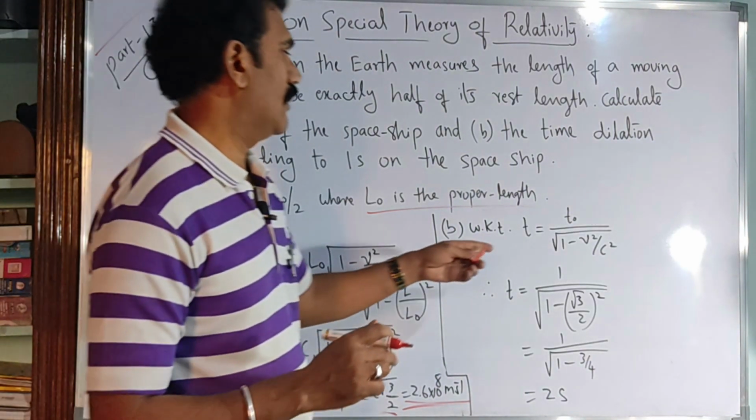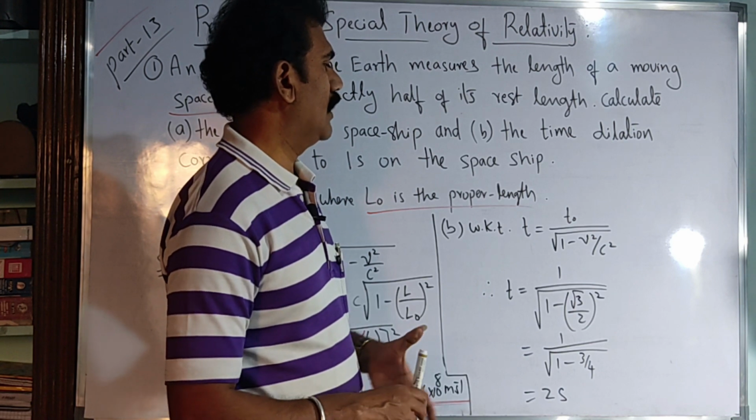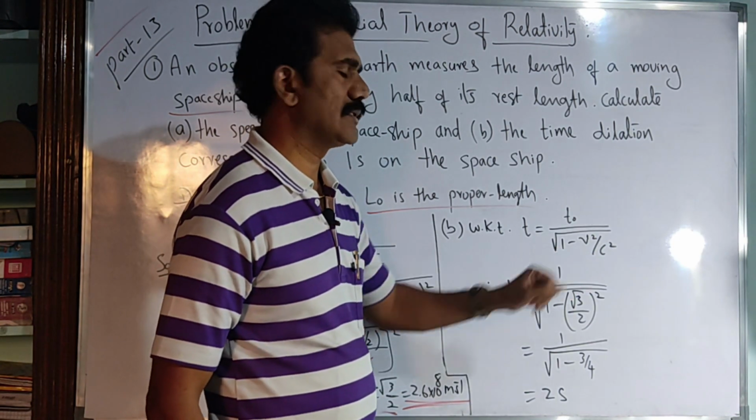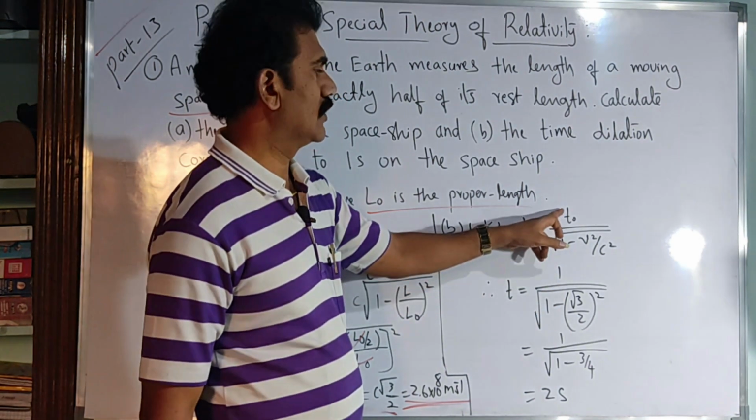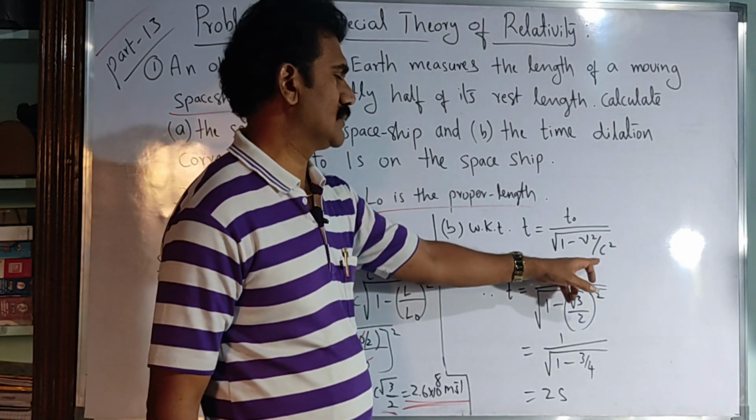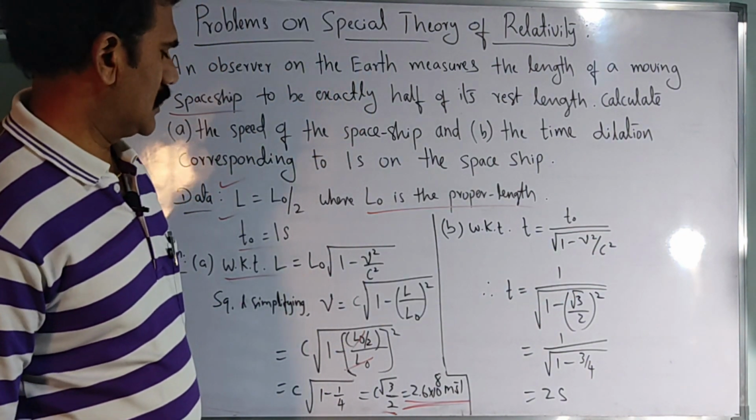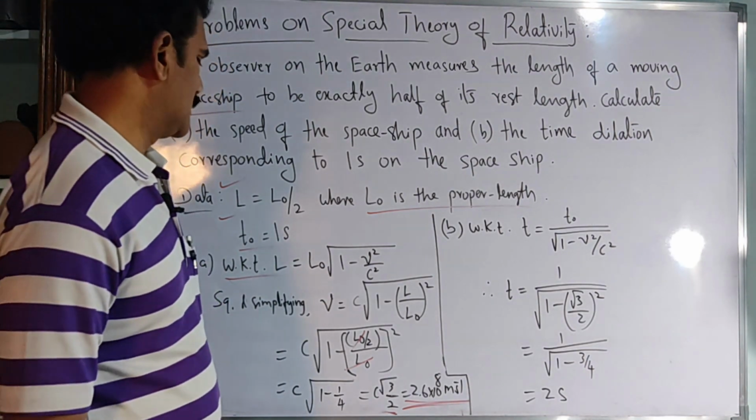Okay, so again we have the equation for time dilation. T is equal to T naught by square root of 1 minus v square by c square, right? So T naught is already given, it is measured according to the moving observer as 1 second. So divided by square root of 1 minus v square by c square. So that v by c ratio, you can see here. So what is the ratio of v by c?